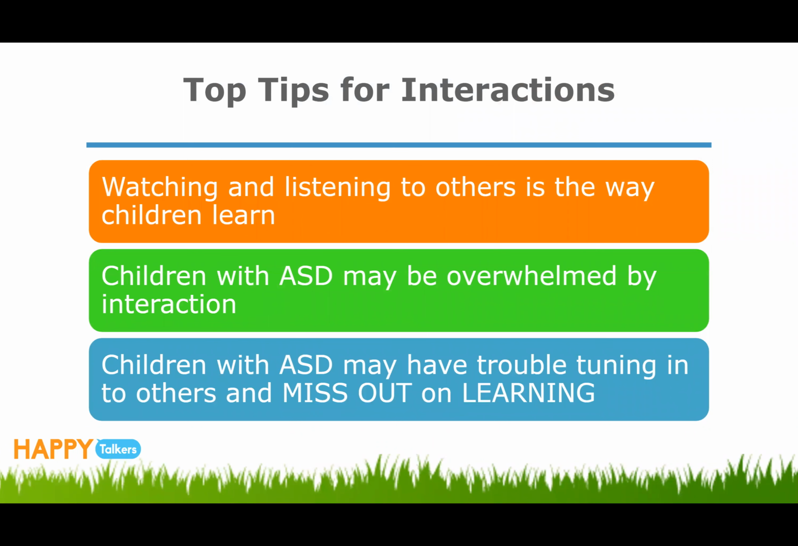Children learn from others. They watch others, they listen to others, and they understand the world by what other people do in their lives. The tricky part is children with autism are often overwhelmed by interaction or just have a hard time tuning in to others' interaction, so they end up missing out on learning. So what we have to do is be very careful with the environment that they're learning in, especially when you're trying to establish new skills.